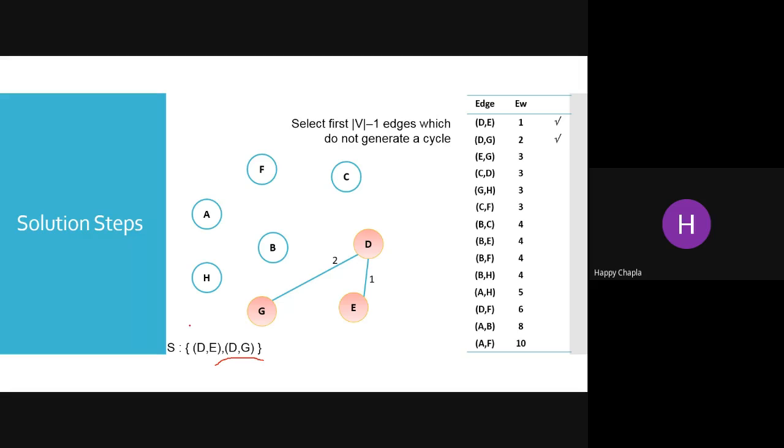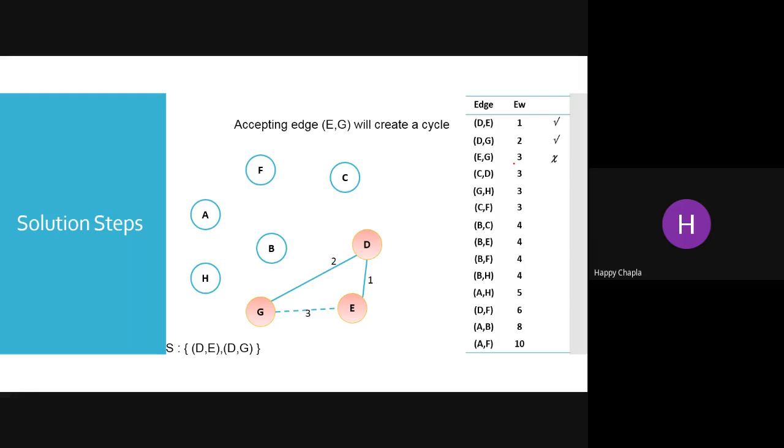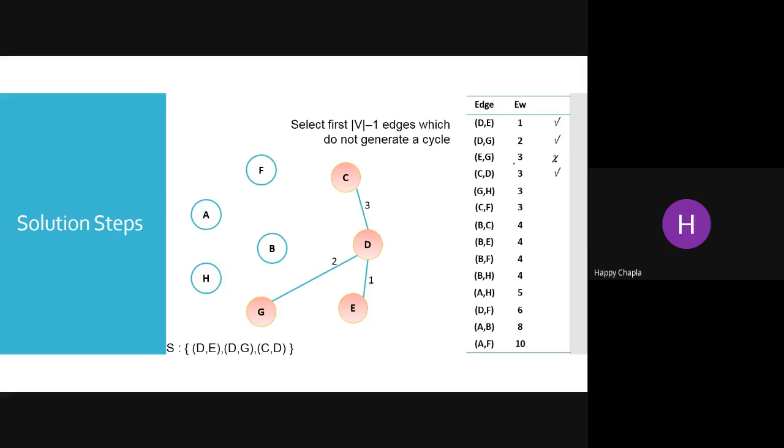Now next, E to G. So E to G will take 3 as the next edge. So can we take this E to G? No. Why? Because otherwise it will make a cycle as well as it will cost 3 to visit E to G. So what we are trying to do, we are simply not taking that edge. Okay, now next is C to D. So what is the cost of C to D? C to D, the cost is equal to 3. Is there any cycle? No. So we can take it.